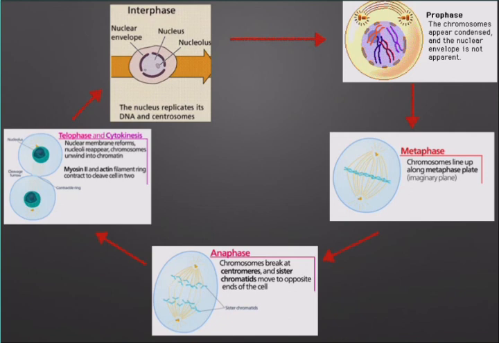In animal cells, they pinch from the outside called cleavage furrow, while in plants, they form a cell plate and it expands and then it separates.